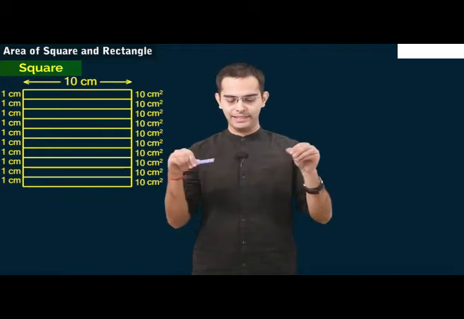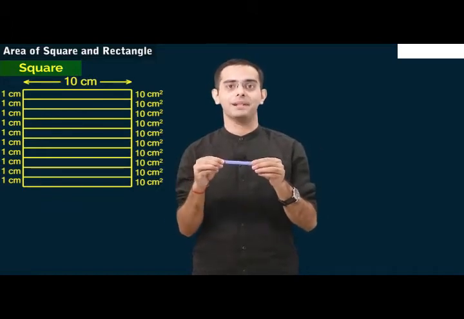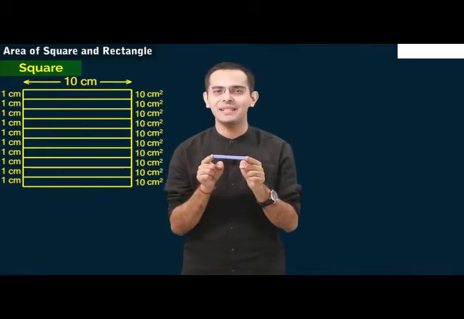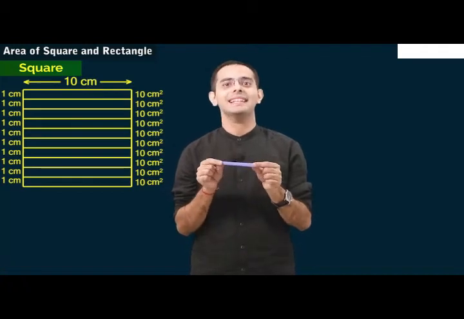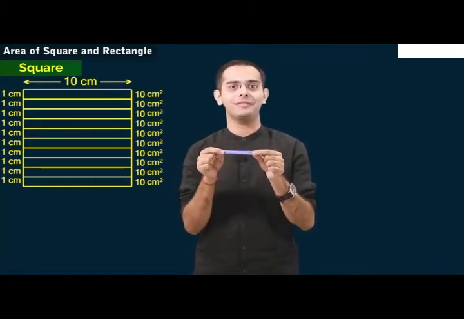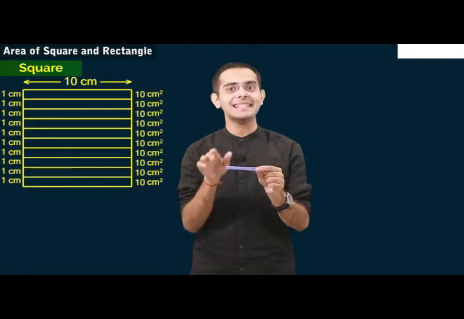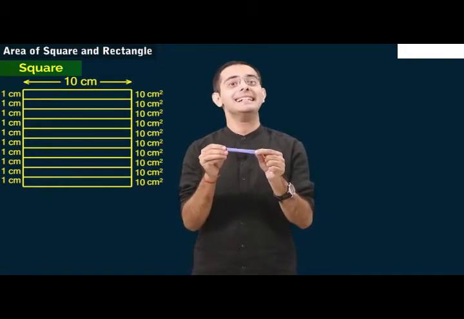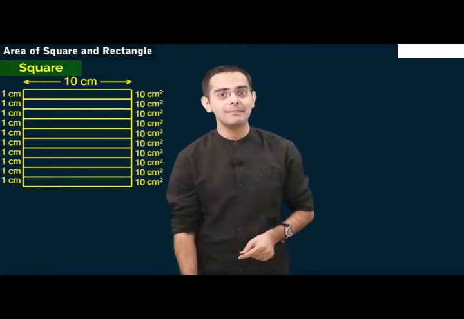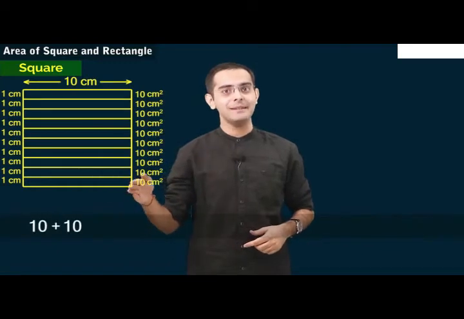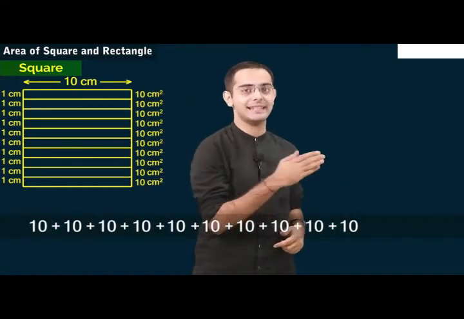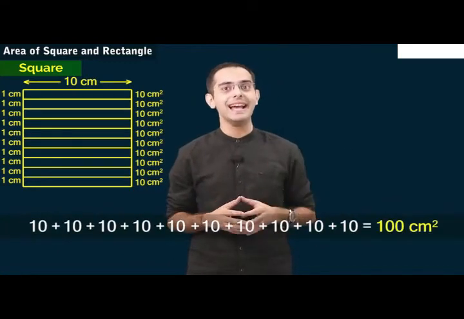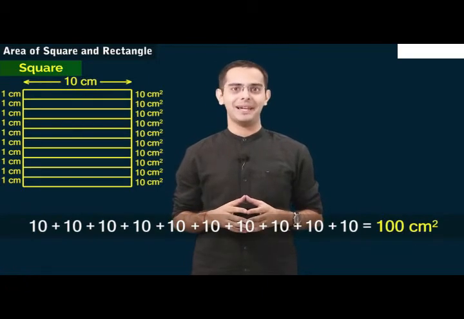Yes, so there we reach the end of this paper now. So what are we actually doing over here? Yes, so we are covering the area of this paper by adding this 10 centimeter length 10 times. So this comes out to be 10 plus 10 plus 10, and then 10 this is added 10 times, and we get the area as 100 centimeters squared.